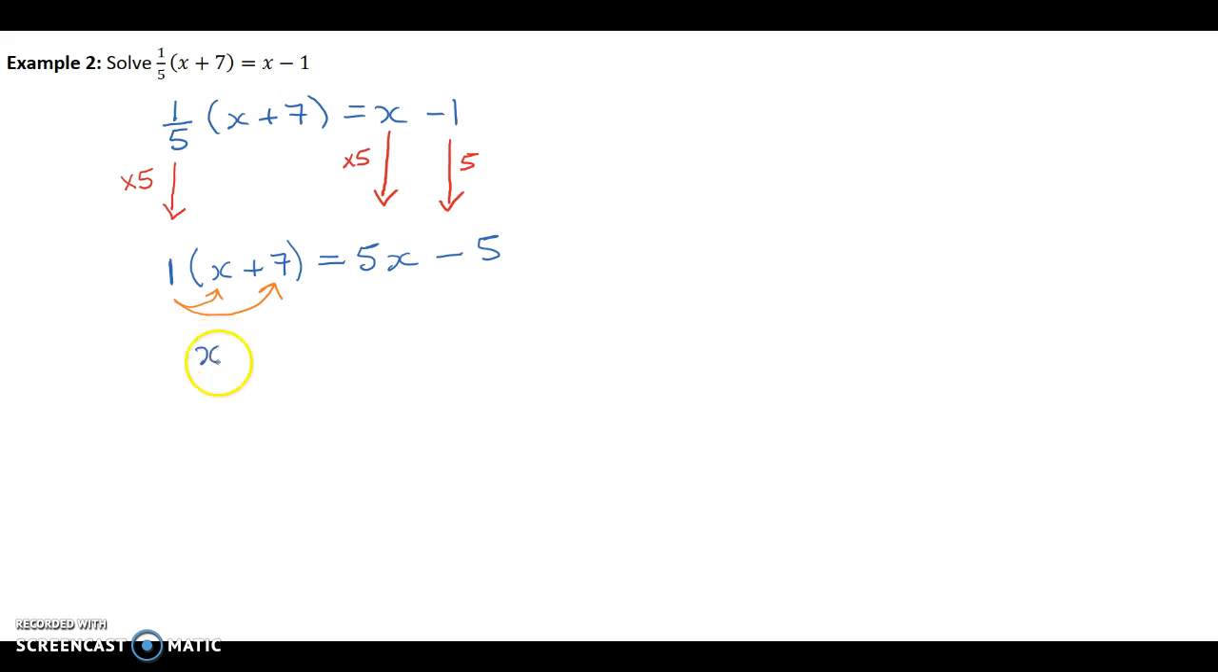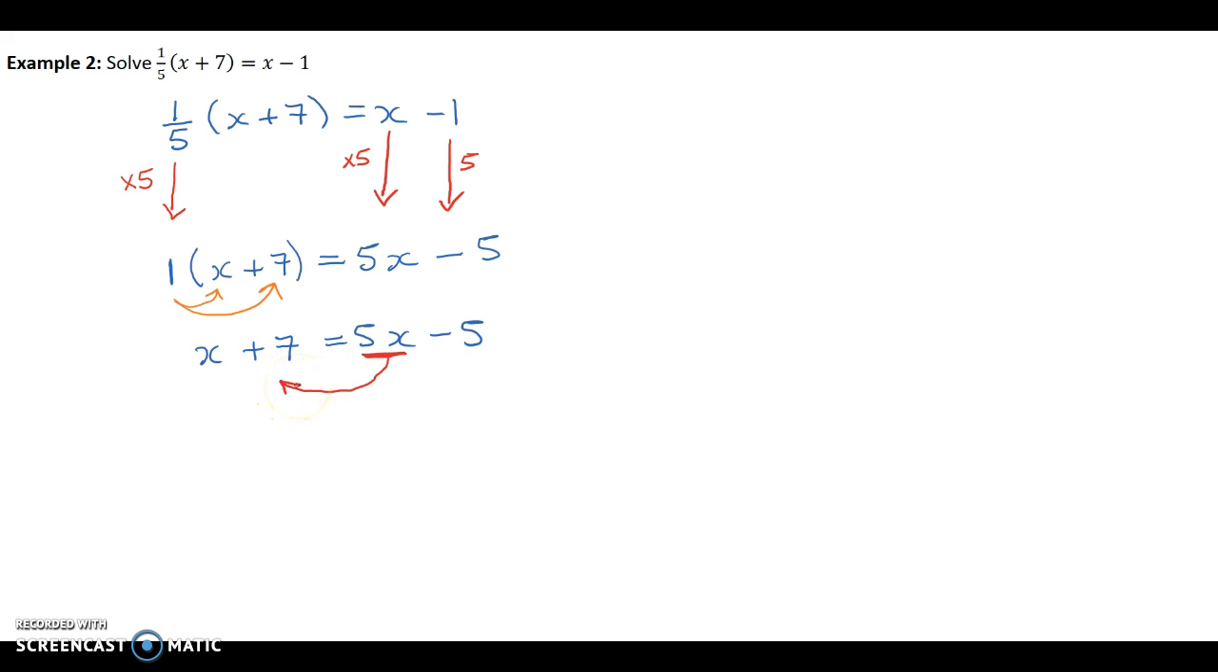1 by x is just x. 1 by 7 is 7, is equal to 5x - 5. So now this is a simple problem without any fractions, without any parentheses. It just boils down to getting all the x's on one side of the equation, all the numbers that don't have an x on the other side. And we have a choice about how we move them. Let's say that we want to take all the x's to the left hand side. That's usually what we do. We don't have to do it that way, but we can.